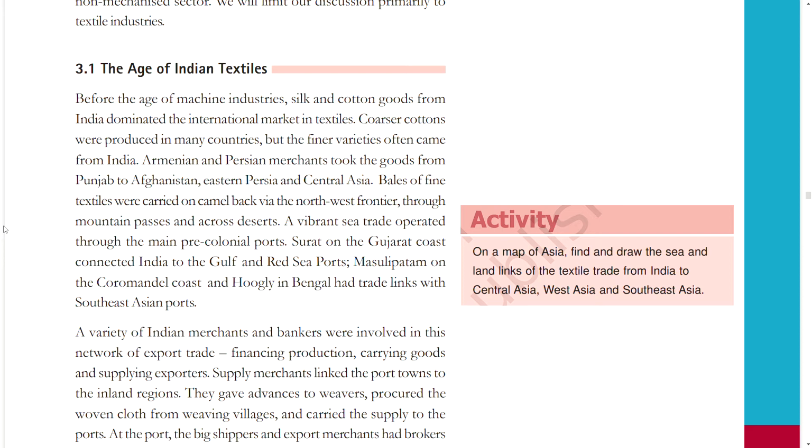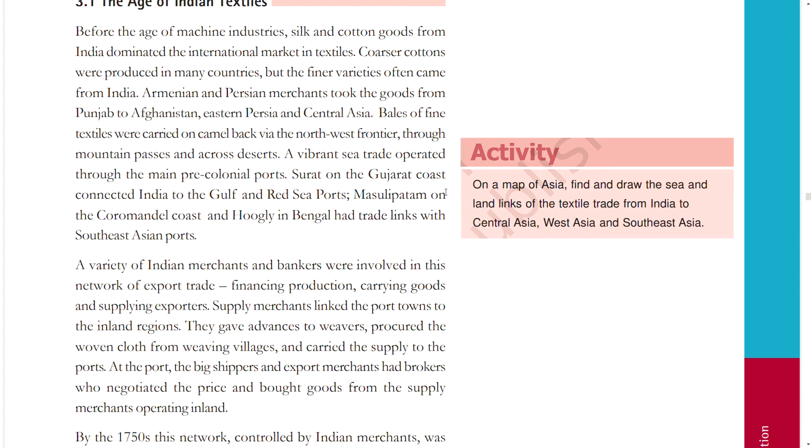Through mountain passes and across deserts, a vibrant sea trade operated through the main pre-colonial ports. Surat on the Gujarat coast connected India to the Gulf and Red Sea ports. Masulipatam on the Coromandel coast and Hooghly in Bengal had trade links with Southeast Asian ports. Activity. On a map of Asia, find and draw the sea and land links of the textile trade from India to Central Asia, West Asia and Southeast Asia. Comment on this.